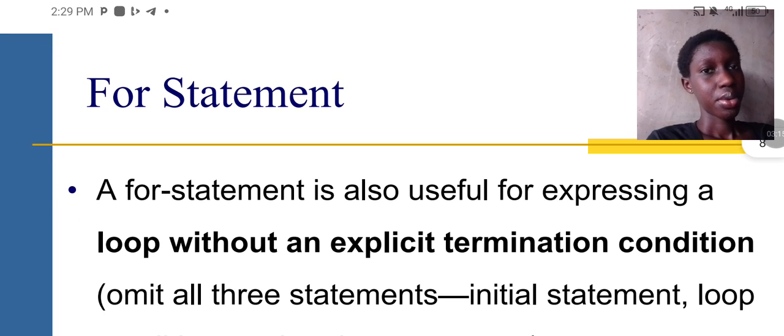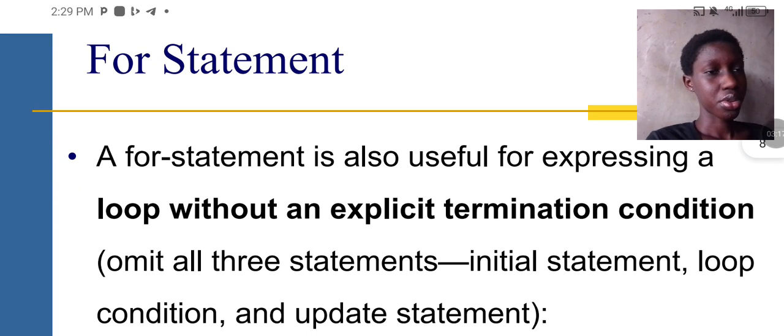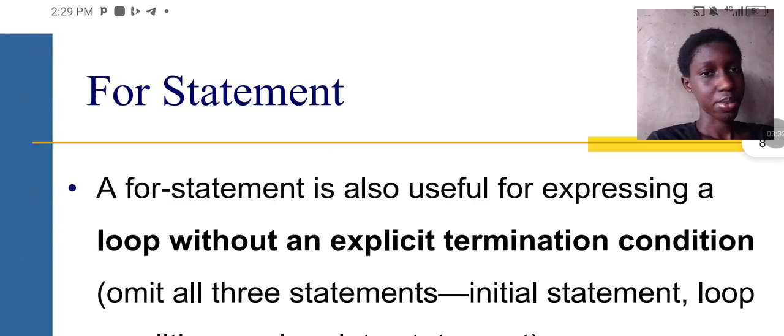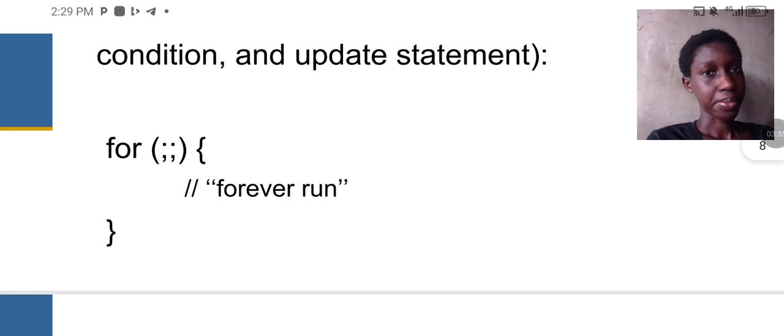So a for statement is also useful for expressing a loop without an explicit termination condition. Here we omit all three statements: the initial statement, the loop condition, and the update statement. We omit all these and we say it should just output without explicit termination. So you're instructing the compiler to just run. It just overflows. It displays something forever.